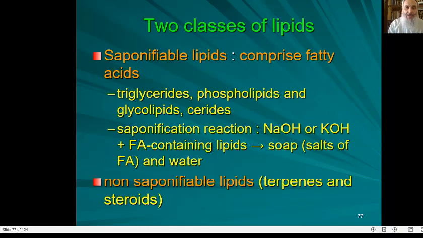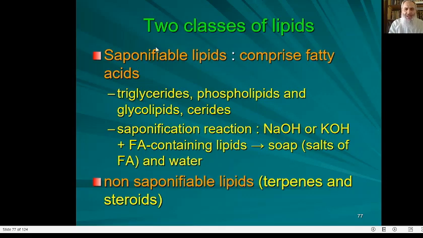Video number 13, we continue talking about lipids and more precisely their classification. Lipids may be classified into two broad types, the saponifiable lipids and the non-saponifiable lipids. So the saponifiable lipids are the lipids that can be used to make soap reaction or saponification reaction.